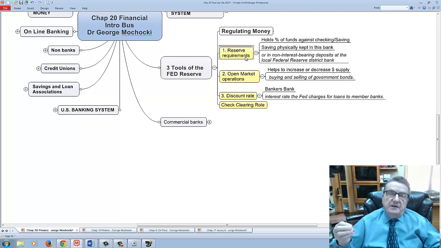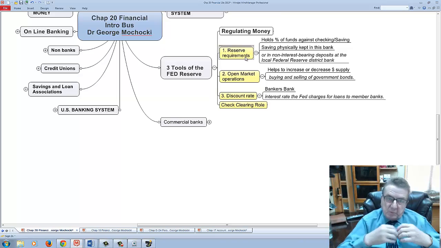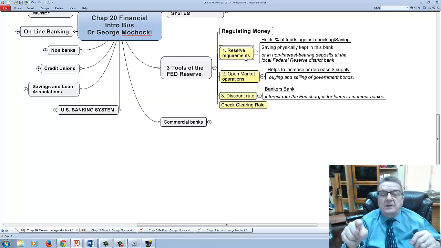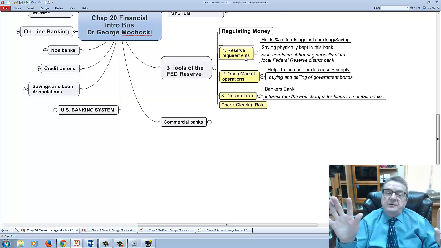So if the government wants to put more money back into the economy to get people spending more, they lower the Federal Reserve requirement from 10% to 5%, and so now they're going to say all you have to do is for every dollar in checking and savings, you just keep a nickel. So now I have 5 more cents that I could lend out and put back into the economy.